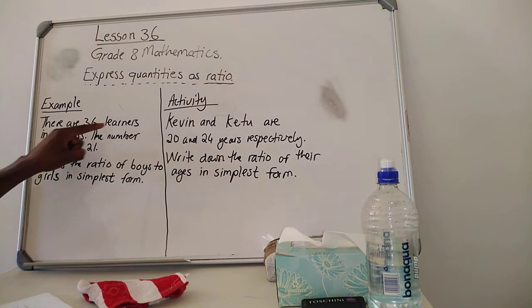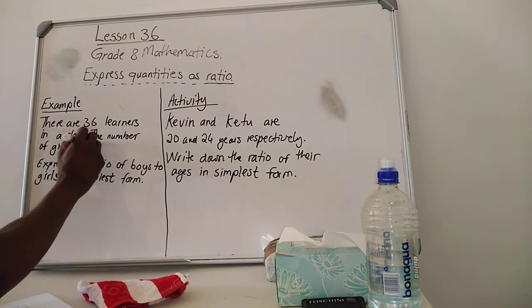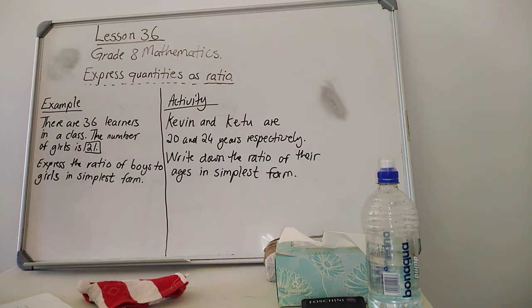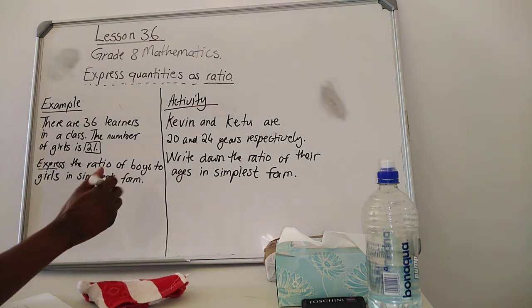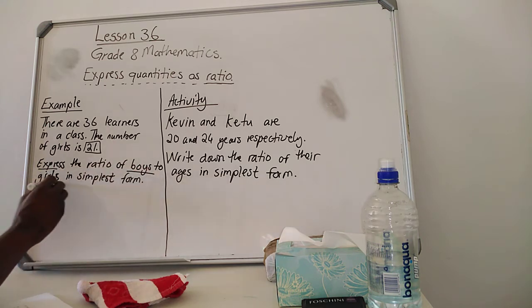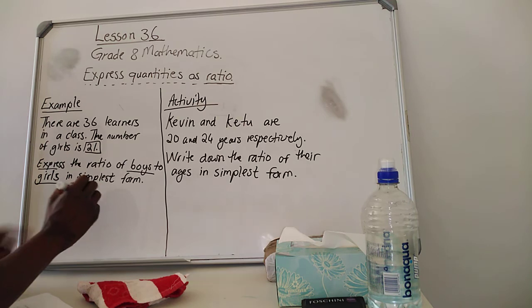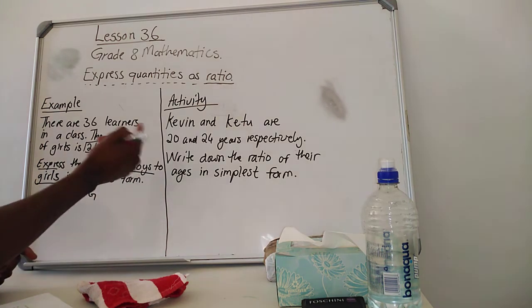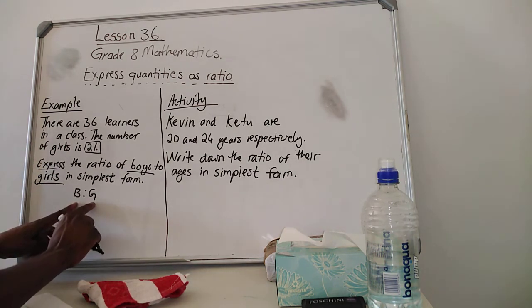So there are 36 learners in a class. The number of girls is 21. So we are only given the number of girls. We don't know the number of boys, but we can work it out anyway. Express the ratio of boys to girls in simplest form. Now you can see that it says boys to girls. So when you write down your ratio, it must be B to G, boys to girls. You can say girls to boys, but you need to make sure that you put the number of boys here and the number of girls here.